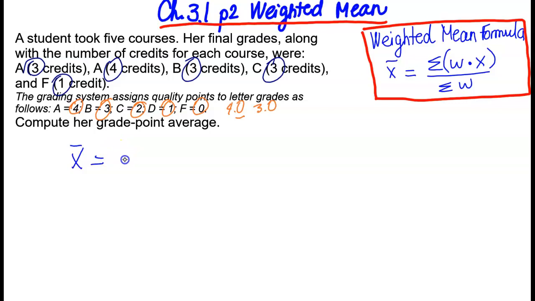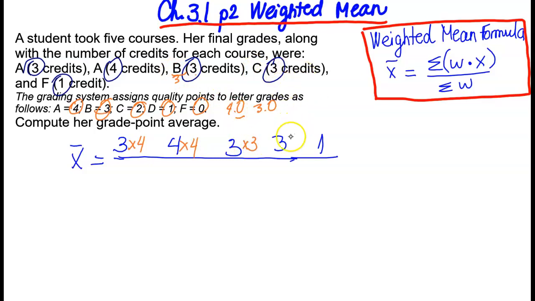The weighted mean is equal to the sum of the products of the weight times the value. So we multiply the weights 3, 4, 3 credits, 3 credits, and 1 credit times the value of each category. The student received A in the 3-credit class, A in the 4-credit class, B in the 3-credit class, C in the 3-credit class, and F in the 1-credit class. Then we need to add them up and divide by the sum of the weights.